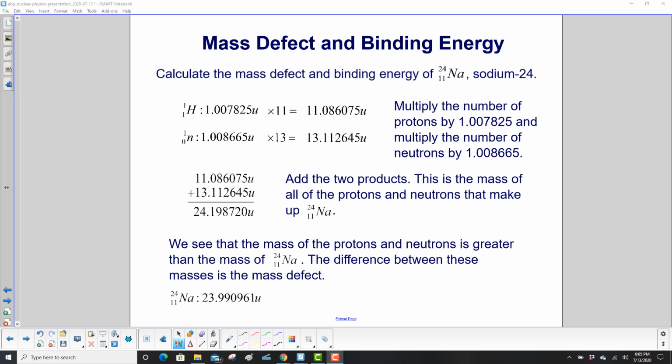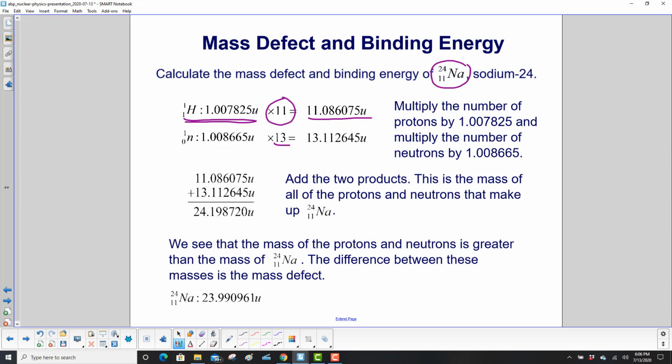So you need to multiply the mass of hydrogen by the number of protons, 11. Why? Because there are 11 protons. And again, we're using the hydrogen mass because that will take into account the electrons that hydrogen has, which will then offset the electrons that sodium has, because the mass of sodium takes into account its electrons. So you multiply the mass of hydrogen by the number of protons, and you get 11.086075 U, atomic mass units.